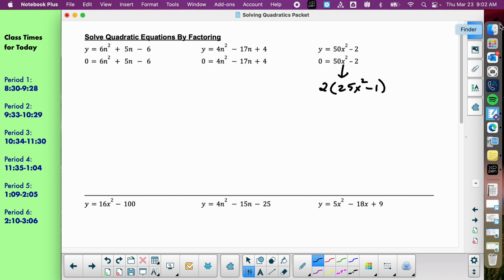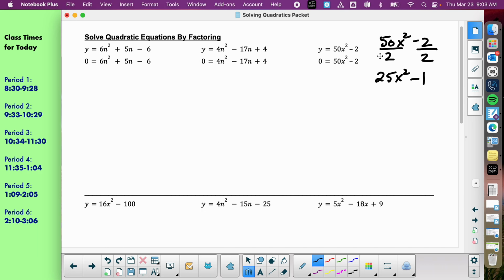Do you want me to explain where those numbers came from? Okay, sorry, I'll pretend that I didn't do this. If 50x squared minus 2, if I recognize that they're both even, I'm going to divide them both by the number I recognize they both had in common. So 2 went into both of them. So I'm going to divide it by that to get the new factor. But I don't just throw away the 2. I put it in the front because it's a common factor.